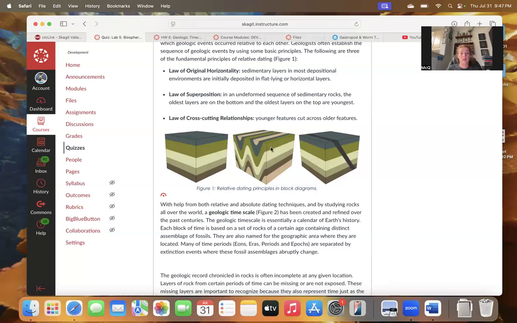And then finally, the law of cross-cutting relationships. When we have an igneous dike, or a magmatic system that jets through some of this horizontal material, that's going to be younger than any of this material here, because this was already deposited and then all of a sudden you have something cutting through it. This is how we date sedimentary rocks. We cannot carbon date sedimentary rocks.